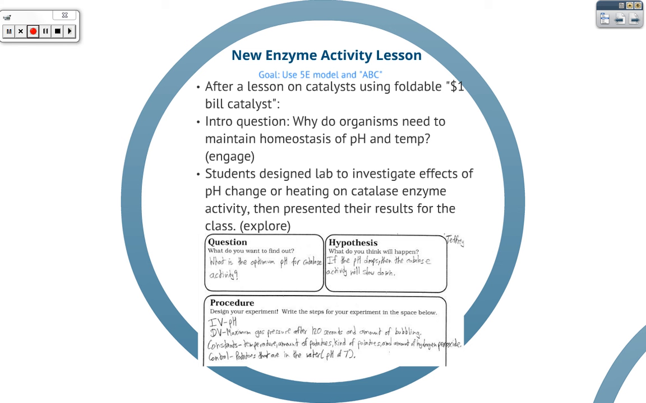Then to explore this, students had to design their own lab in groups of 3 or 4 students to investigate the effects of changing pH or heating an enzyme. So they wanted to see what the effects of either pH change or temperature change were on enzyme activity. As you can see, they had to design some of their own procedures. They had to come up with their own independent and dependent variables, define constants, determine what was a control, form a hypothesis.